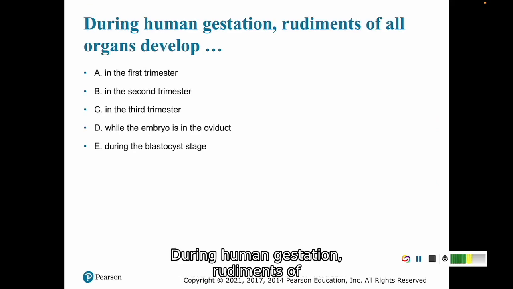Okay, during human gestation, rudiments of all organs develop A, in the first trimester, B, second trimester, C, third trimester, D, while the embryo is in the oviduct, or E, during the blastocyst stage.